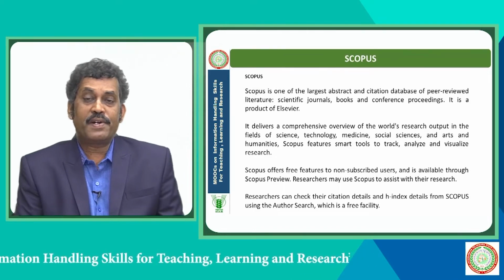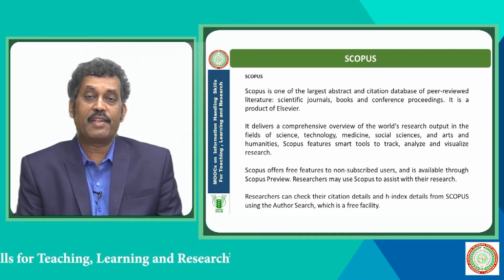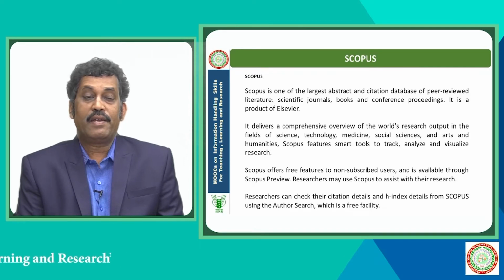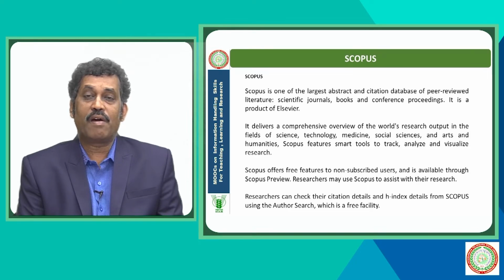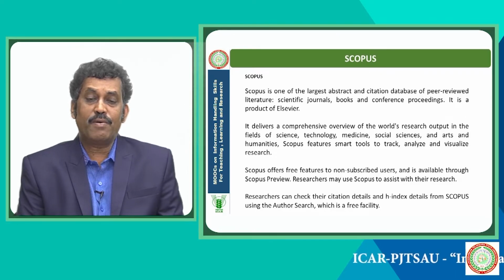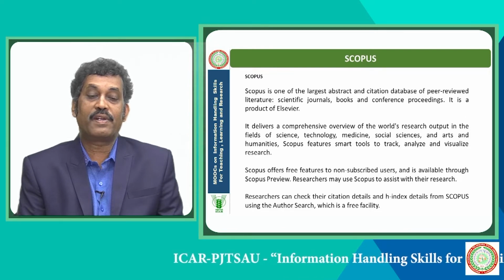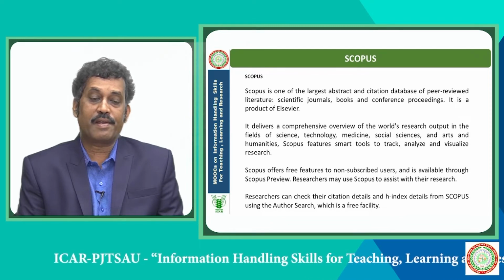The next important database is Scopus. Probably people who are in the academic and research area may be aware that Scopus is one of the leading world-class databases. Actually, it covers peer-reviewed literature, scientific journals, books and conference proceedings. It is a product of Elsevier, the globally renowned publisher. Scopus delivers a comprehensive overview of the world's research output in the fields of science, technology, medicine, social sciences and arts and humanities.